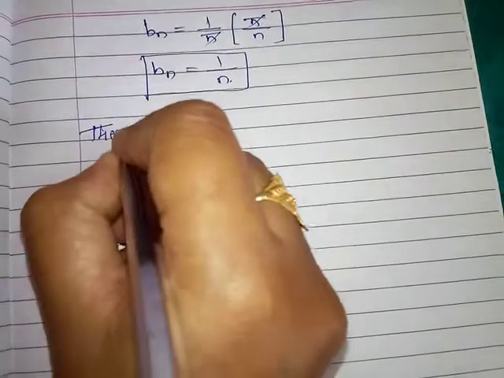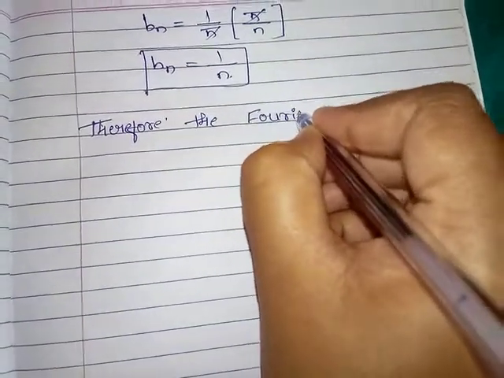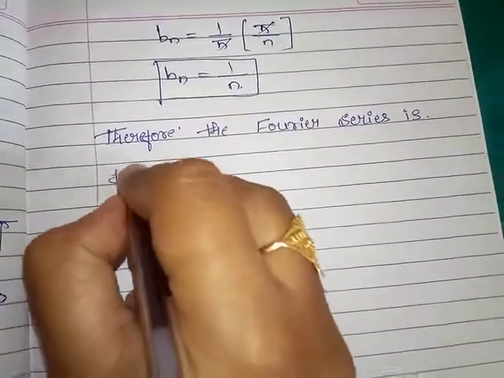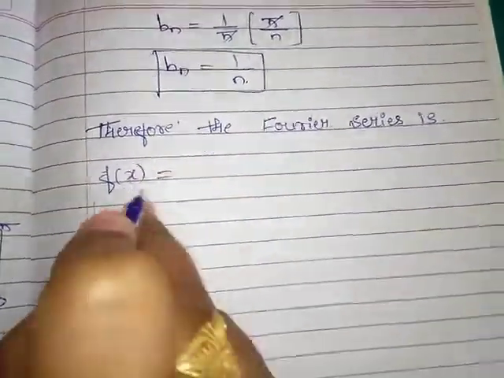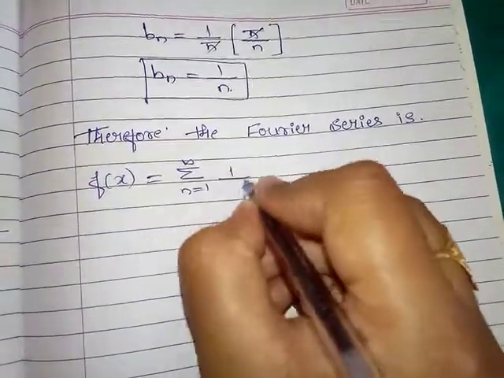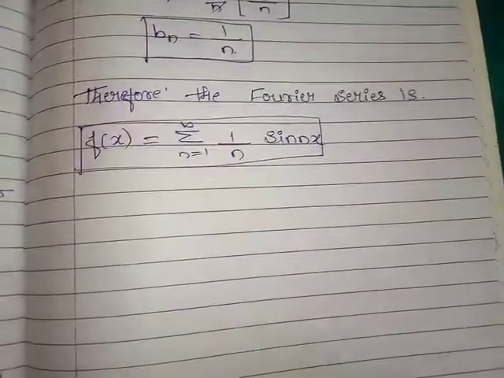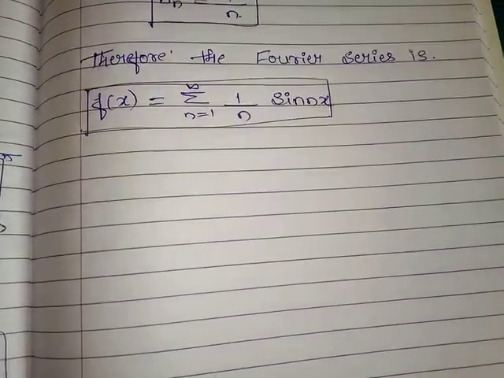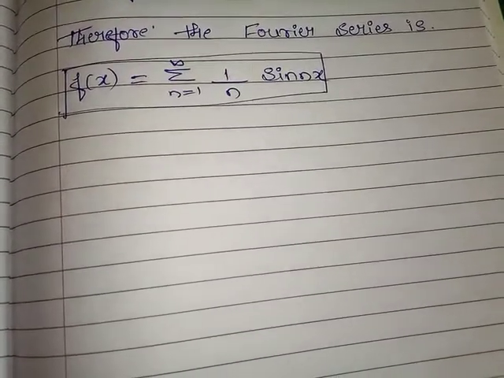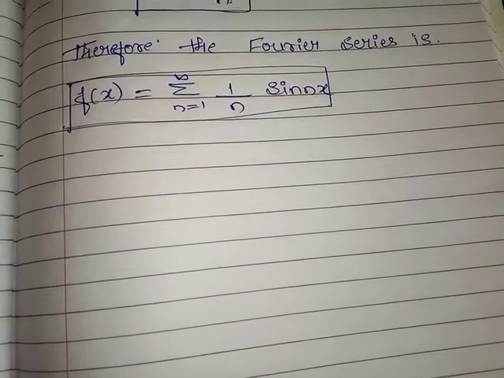Therefore, the Fourier series is f of x equal to, since a naught is 0 and an is 0, we have only the bn term, so it is summation n running from 1 to infinity, bn value is 1 by n, sin nx. This is the Fourier series. Like that we have to solve the example when the given function is in the interval 0 to 2 pi. The difference between the previous one and this one is just that we have to check whether the given function is even or odd with respect to the intervals.